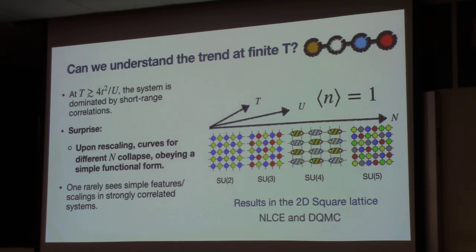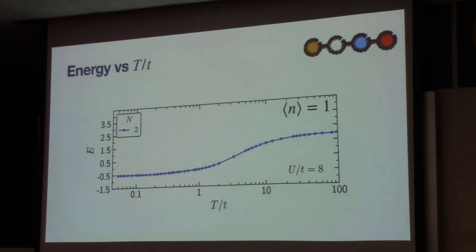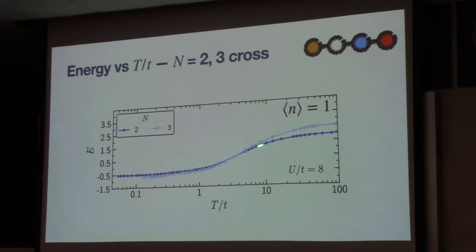So let's make this more concrete and give an example. What I am plotting here is the energy as a function of temperature for the n=2 system. We can see this nice monotonic curve with T. Now, when we present the results for SU3, that are the light blue, we see that we also have a similar structure, this monotonic curve, and there is a crossing at a finite temperature.